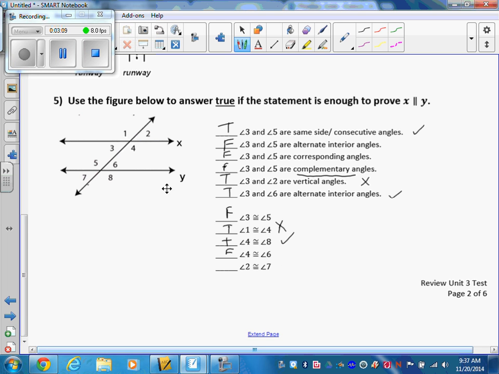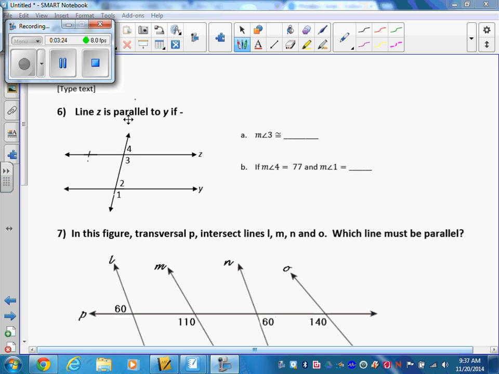2 and 7 are alternate exterior. That is true. And that would be enough to tell you that those are parallel. Line Z is parallel to Y if the measure of angle 3 is equal to the measure of angle 1, because those are corresponding angles.